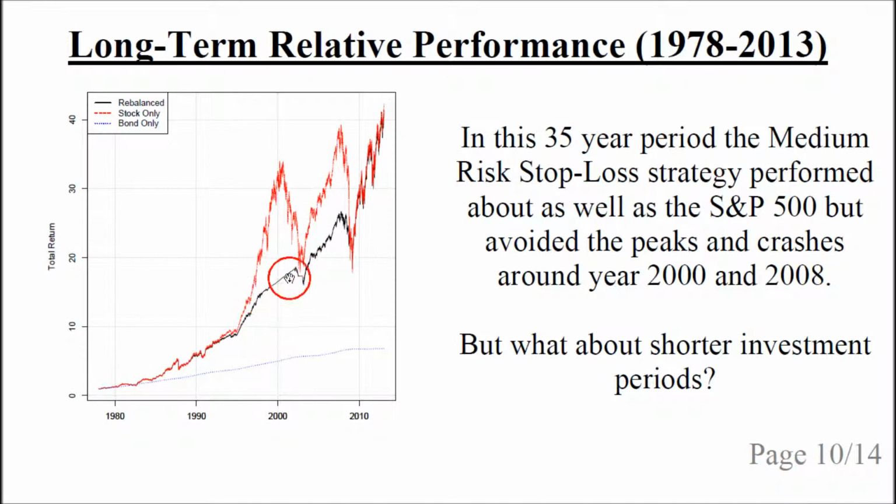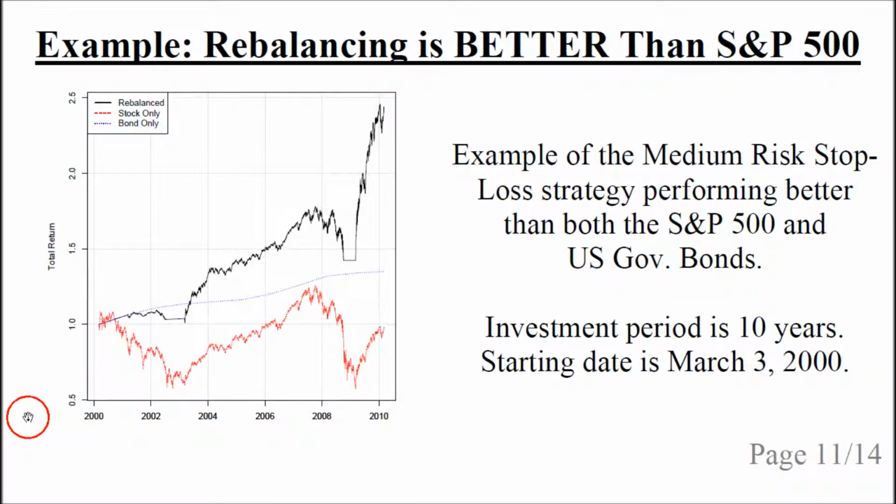And then it avoids the large peak and the following crash around year 2000. And then they are almost the same again. And in the following 5 years or so, the S&P 500 increases much more, and then it crashes again. And after that, the stop loss strategy and the S&P 500 are almost the same. So we avoided 2 large crashes, and the end result was that the stop loss strategy performed about as well as the S&P 500. But what about shorter periods?